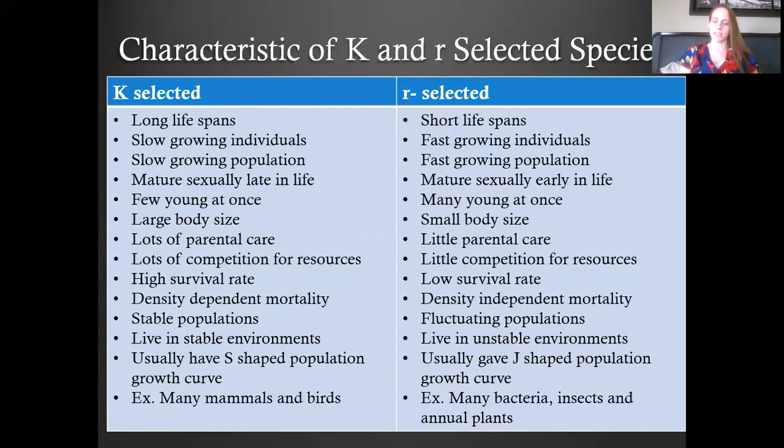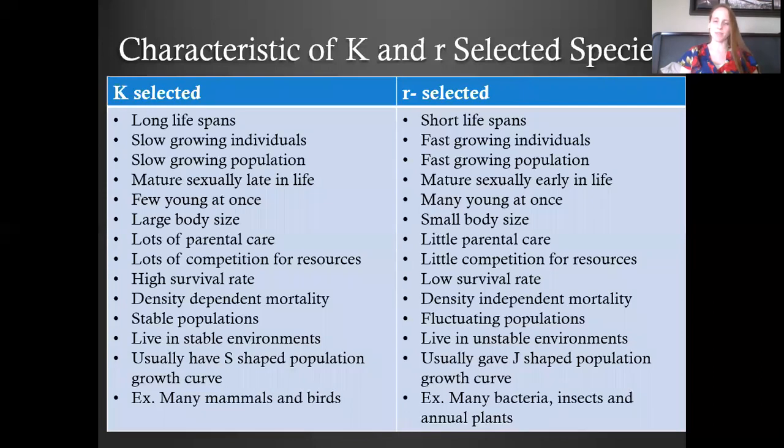There's also lots of competition, a high survival rate. Most of their death is due to density dependent factors. Their populations and their ecosystems tend to be fairly stable, and they have something called an S-shaped growth curve. This includes most mammals and birds, including ourselves.